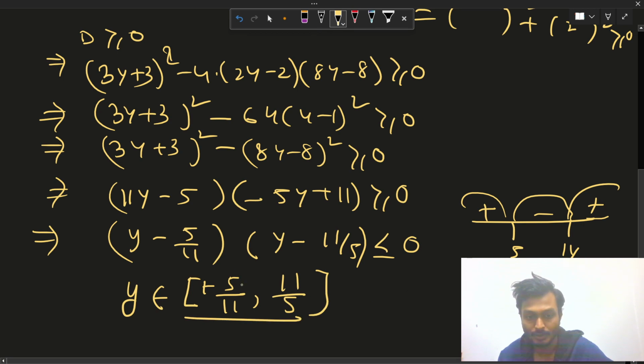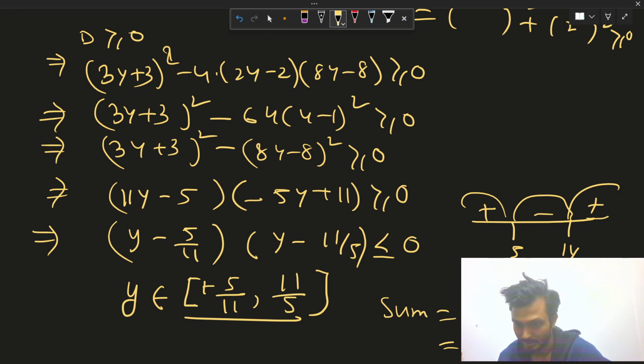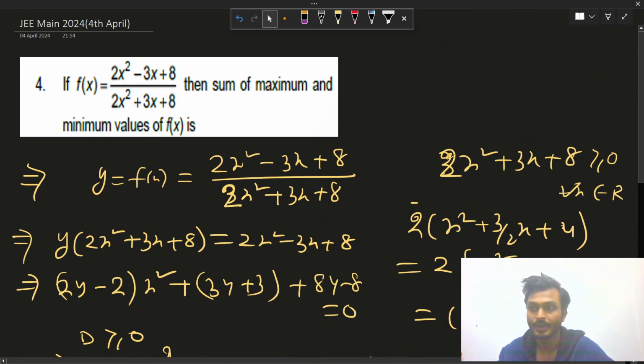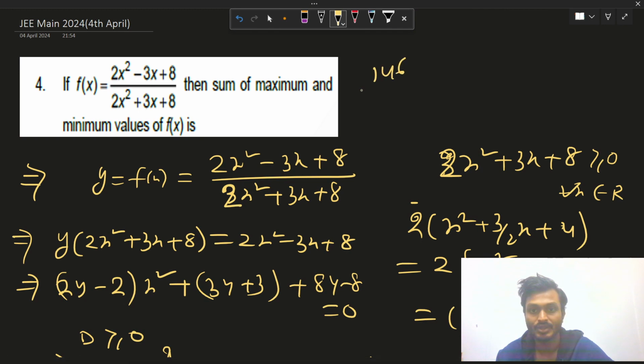So what will be the maximum? This will be the maximum, this will be the minimum. What will be the sum? So the sum will be 5 by 11 plus 11 by 5. If we calculate this, this will be 25 plus 121 over 55. So this will be 146 divided by 55, right? So the answer for this question is 146 divided by 55. So this will be the answer for this question.